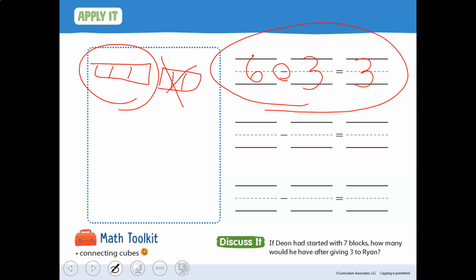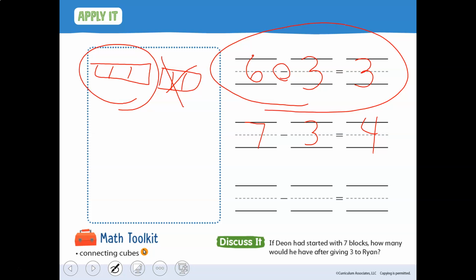Now, if Dean started with 7 blocks, how many would he have after he gave 3 blocks away? Did you say he would have 1 more? So he would have 4. 7 minus 3 equals 4. Great job.